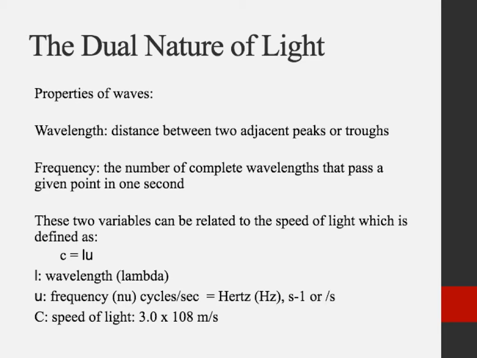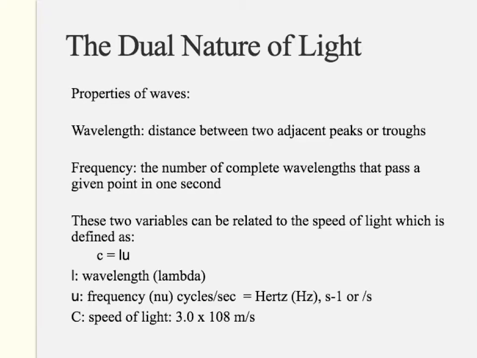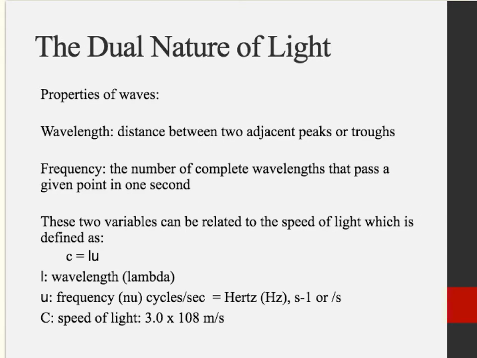So there's a couple properties of waves that we need to learn about before we can get started. One is wavelength. That is the distance between two adjacent peaks or troughs. So if this is a wave, then this distance here is my wavelength, from the top of one peak to the top of another.